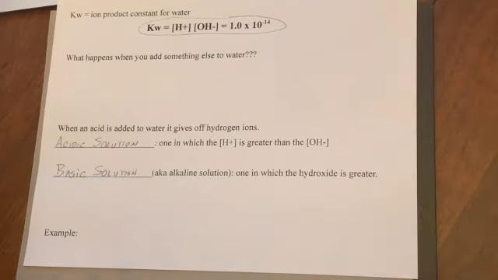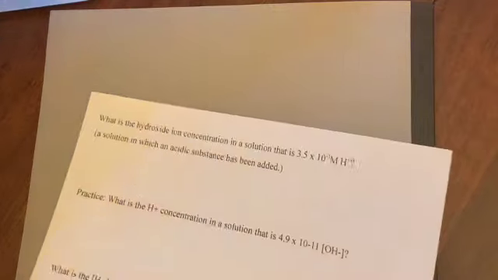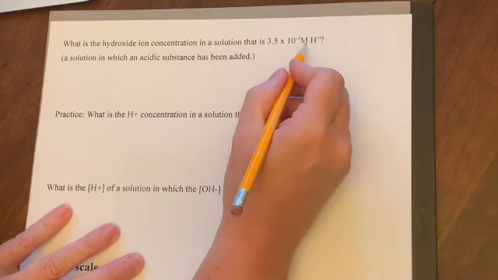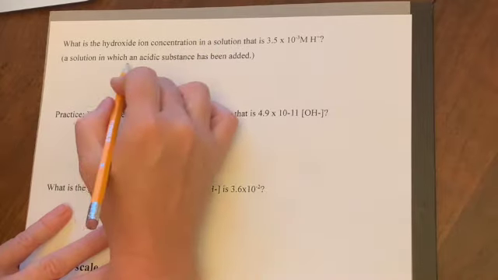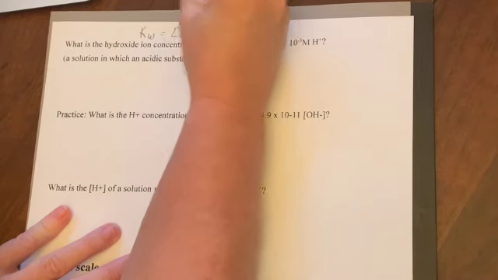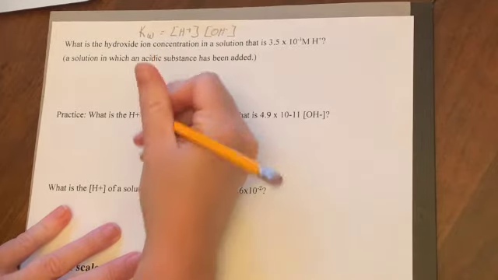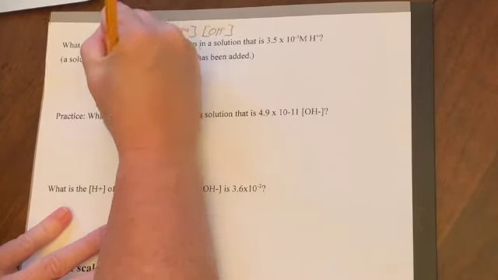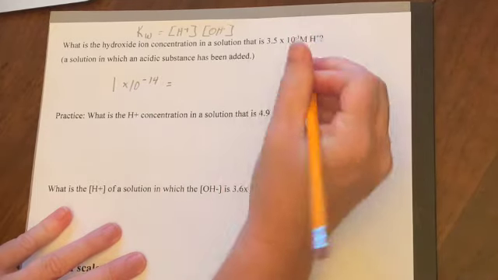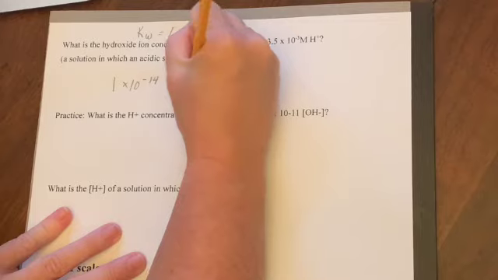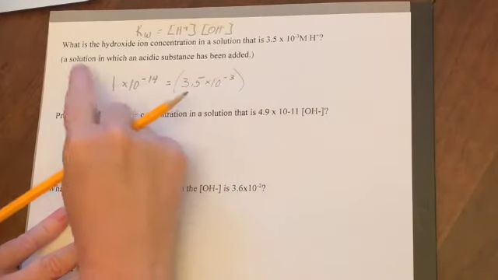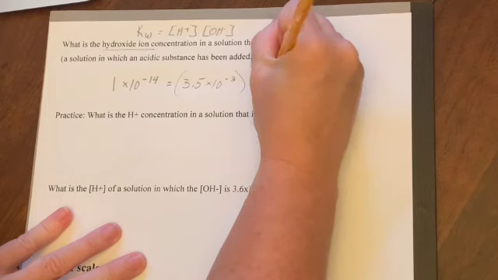So let's take a look at an example to see where we can use Kw. What is the hydroxide ion concentration in a solution that is 3.5 times 10 to the negative 3rd molar hydrogen ion? This is a solution in which an acidic substance has been added. So remember, Kw is the concentration of hydrogen times the concentration of hydroxide. We know that Kw is always 1 times 10 to the negative 14th. It is a constant. So that's going to be equal to, we know the hydrogen ion concentration, 3.5 times 10 to the negative 3rd, and what we're looking for is that hydroxide ion.